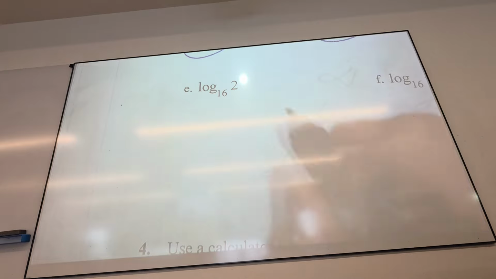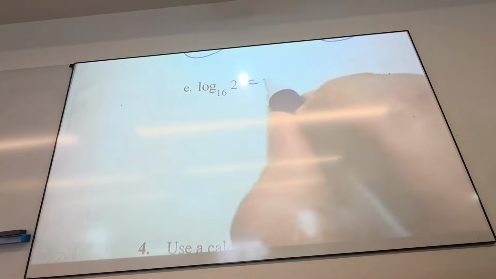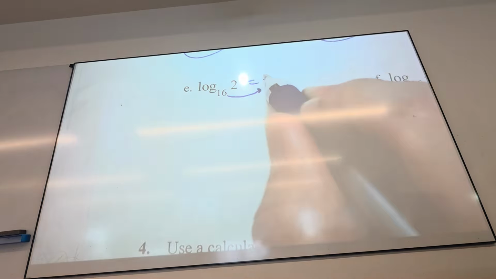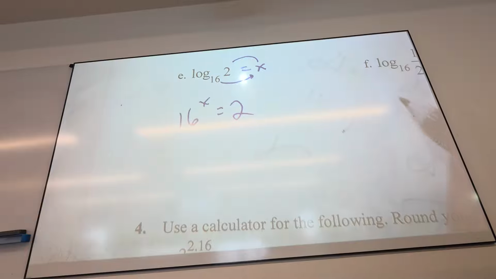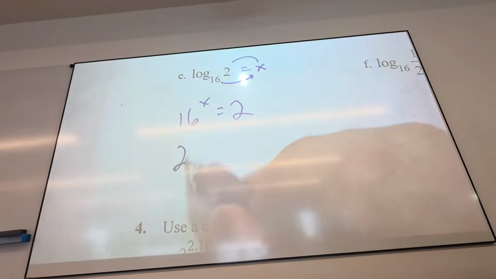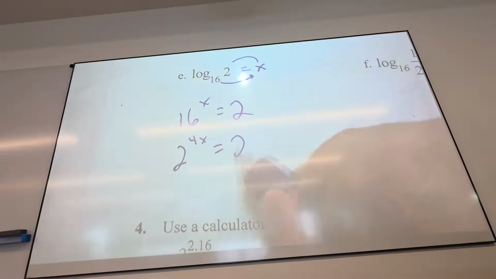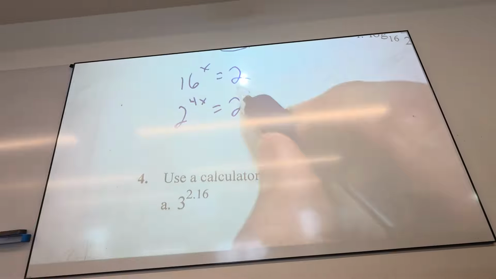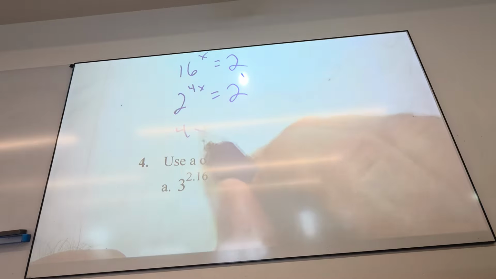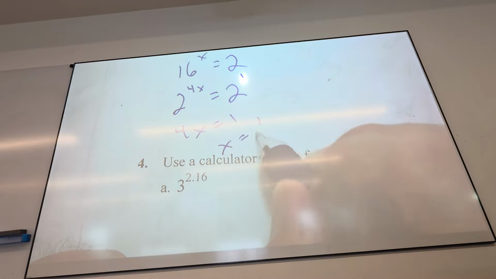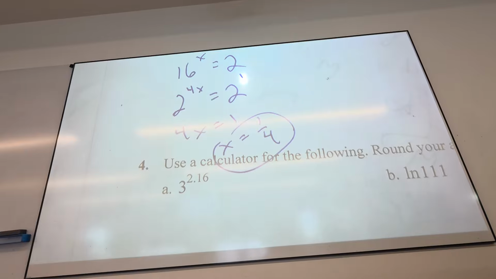Yes, go ahead. You did 16 to the x. Good. So I don't know what it is, so then you can put it in the washing machine. And then you said 2 to the 4th. Good. 16 is 2 to the 4th, so 2 to the 4th to the x equals 2 to the 1st. And the only way these could be equal is if the powers are equal, and then you get your answer.